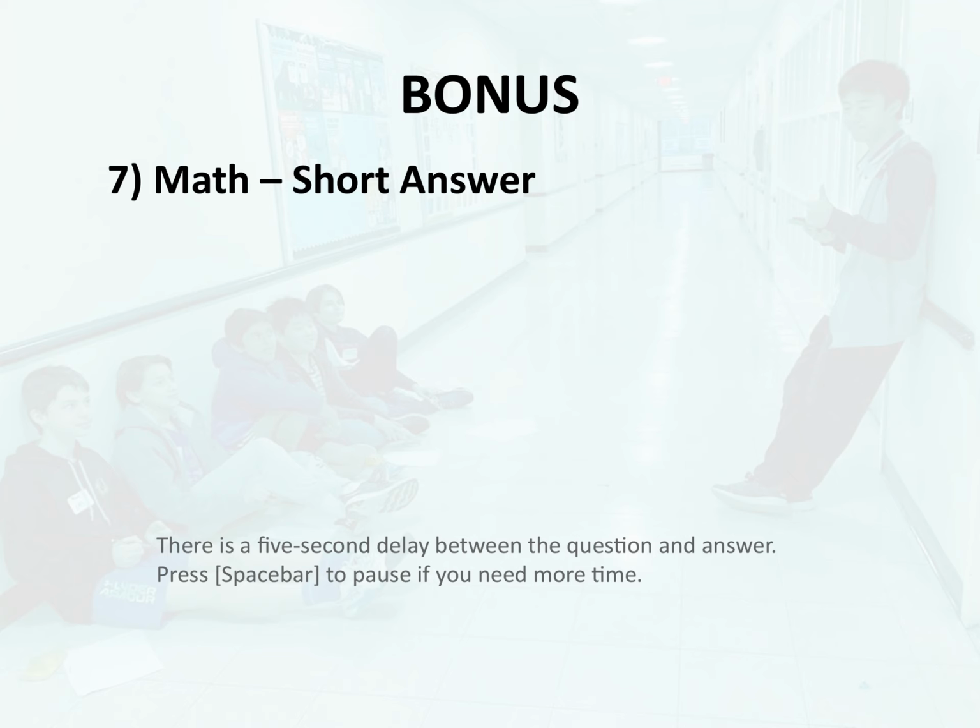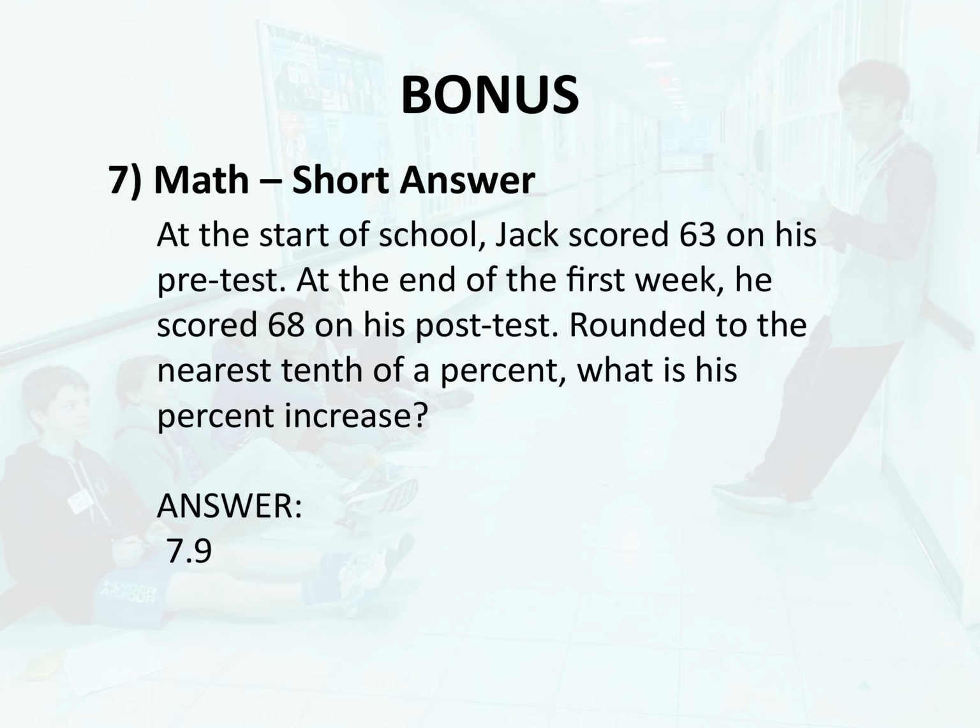Bonus 7. Math, short answer. At the start of school, Jack scored 63 on his pretest. At the end of the first week, he scored 68 on his post-test. Rounded to the nearest 0.1%, what is his percent increase? Answer, 7.9.